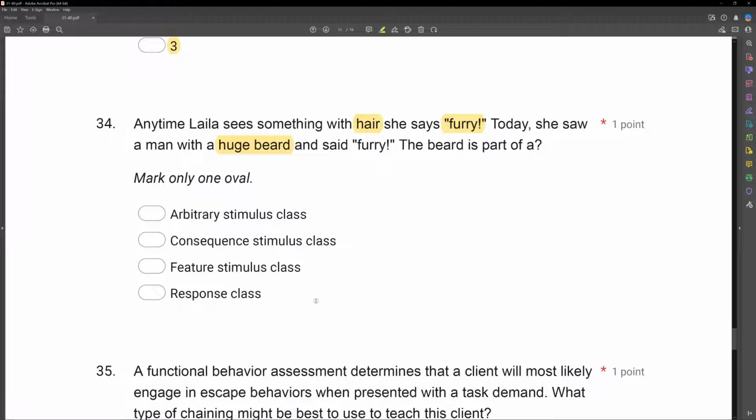Of course, it's not a response class because it's the stimulus, right? Understand the difference between stimulus classes and response classes. We have a video on that. If you don't, make sure you go check out that in our Let's Learn ABA series. In this case, the beard is part of a feature stimulus class because the beard shares the feature hair of all these other stimuli that evoke the same response of furry.